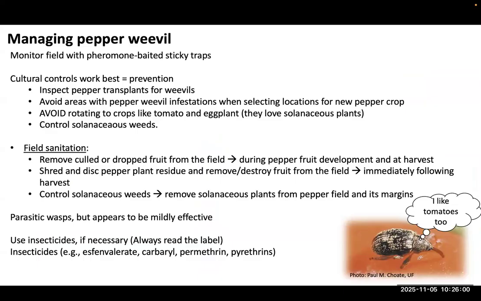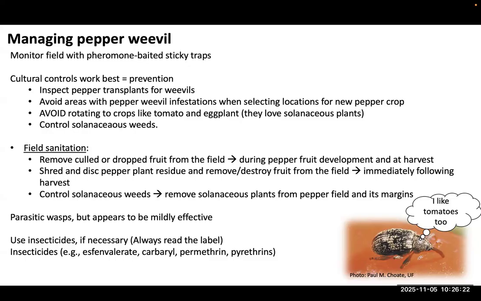For these guys, monitoring is really important, but cultural controls work best. So preventing outbreaks of these guys. There are a couple of things you can do for that. Inspecting, monitoring, and avoiding areas that have had those infestations.